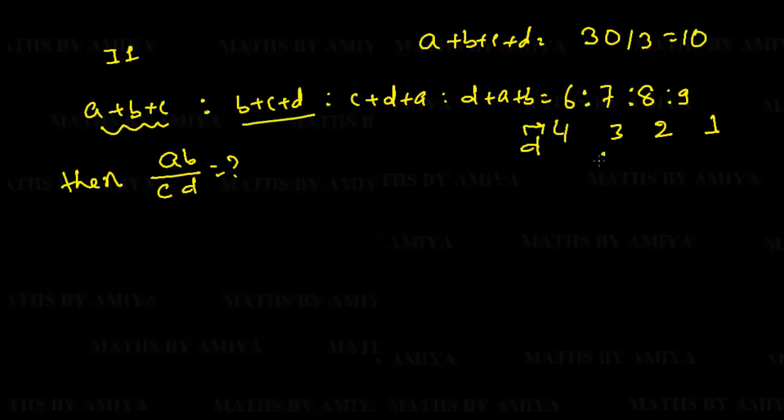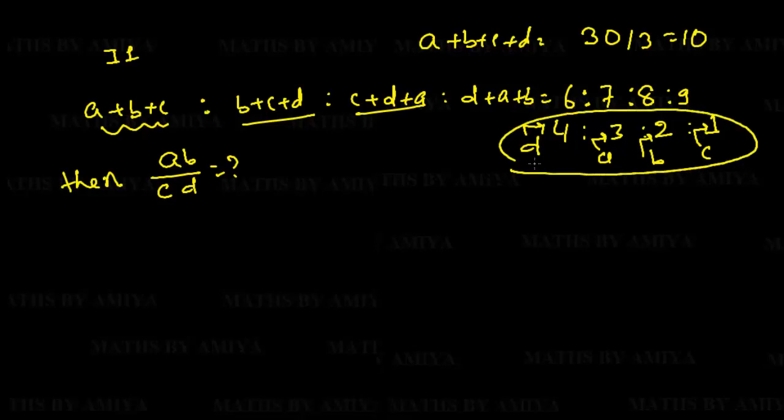Here the missing is A, A should be 3. Missing is B, B should be 2. Missing is C, so C should be 1. These are the respective missings denoted by the respective terms. So this is our ratio in the simplest form.